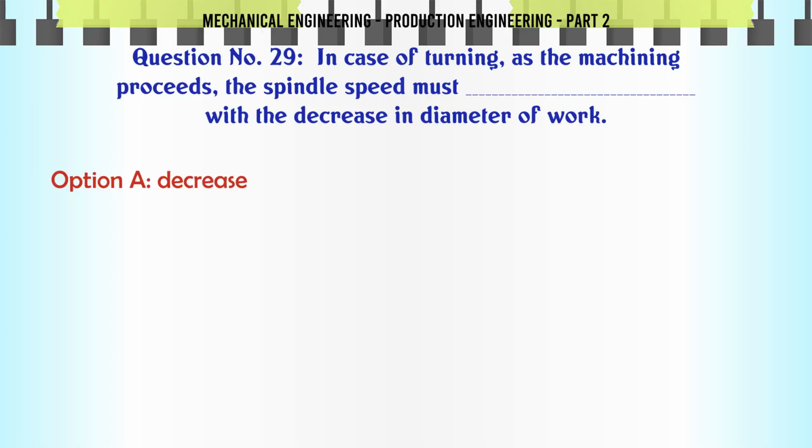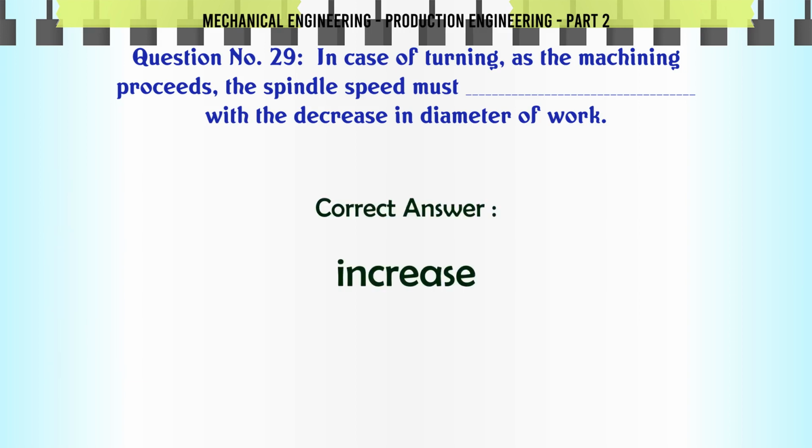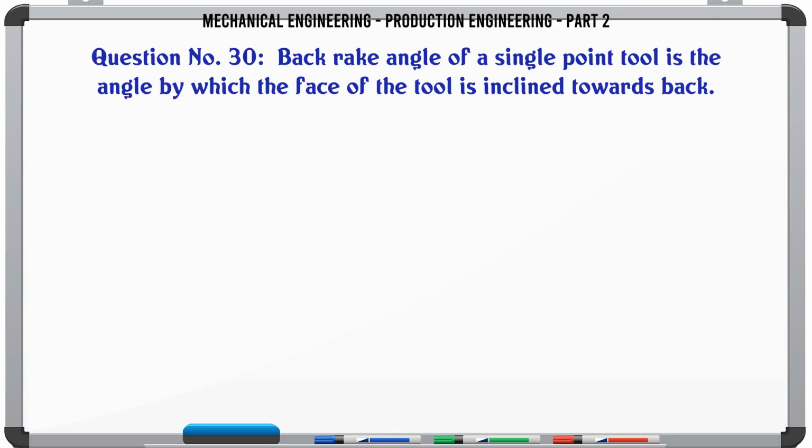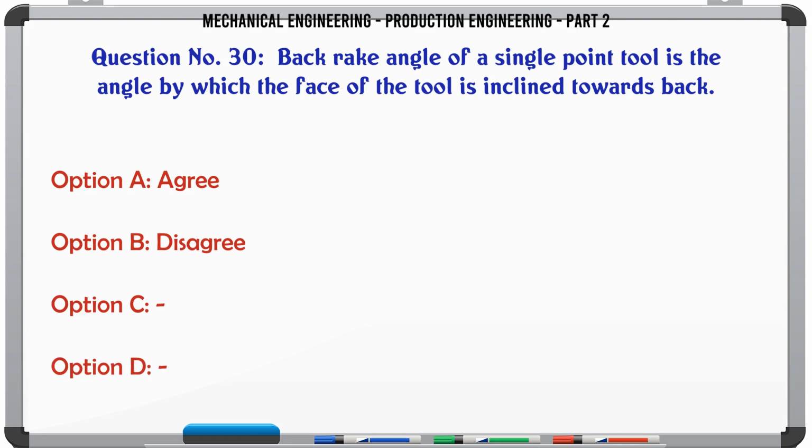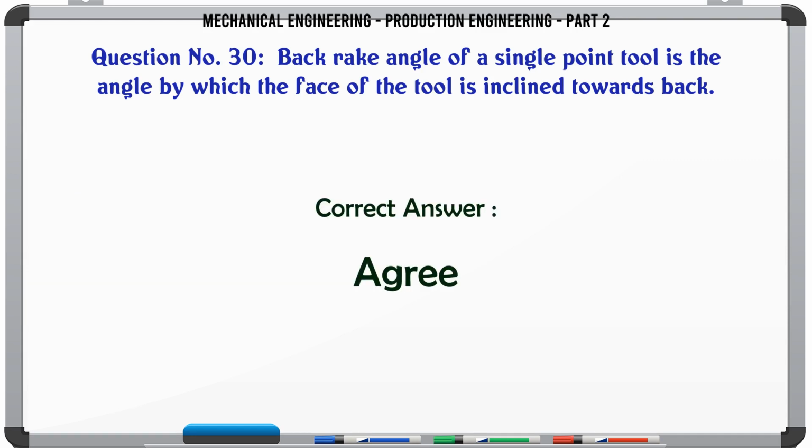In case of turning, as the machining proceeds, the spindle speed must increase with the decrease in diameter of work. A. Decrease. B. Increase. The correct answer is increase. Back rake angle of a single point tool is the angle by which the face of the tool is inclined towards back. A. Agree. B. Disagree. The correct answer is agree.